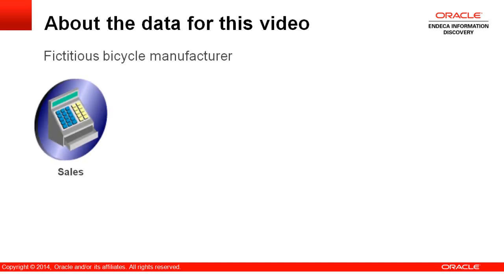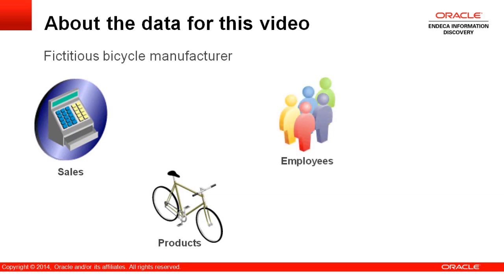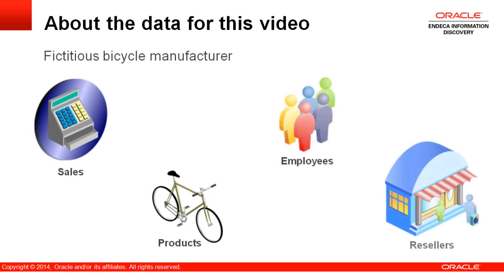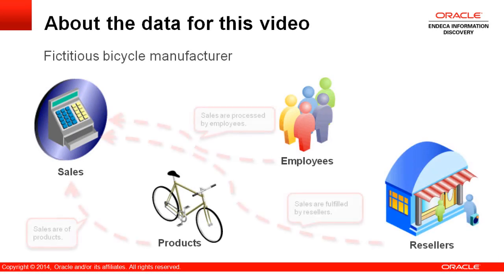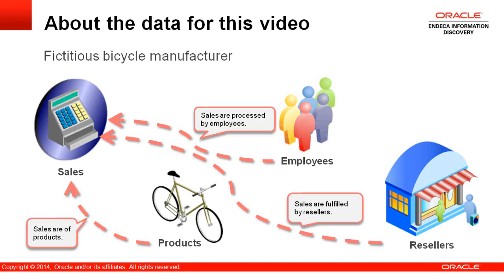For this video, we've created an application that uses data from a fictitious bicycle manufacturer. The data is made up of 4 datasets which contain sales records, product information, employee information, and reseller information. The sales records reflect information from the other datasets. The datasets are linked using refinement rules.